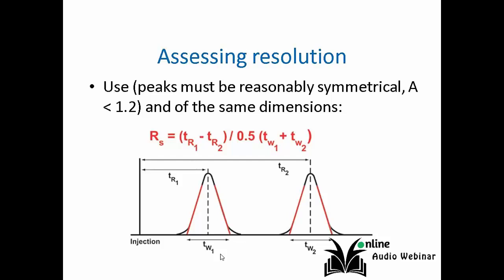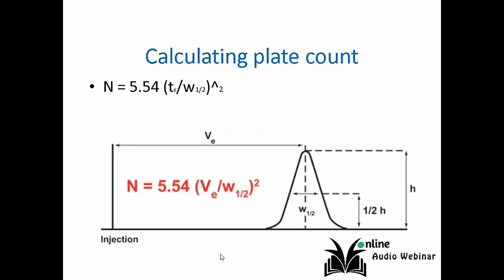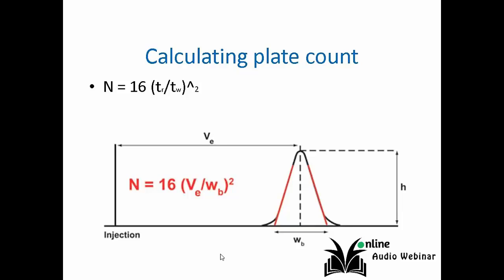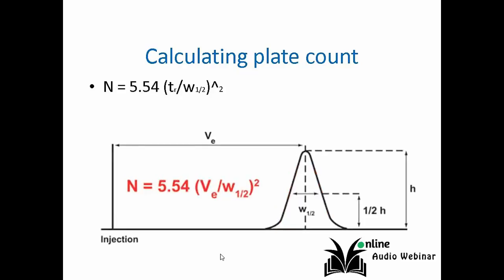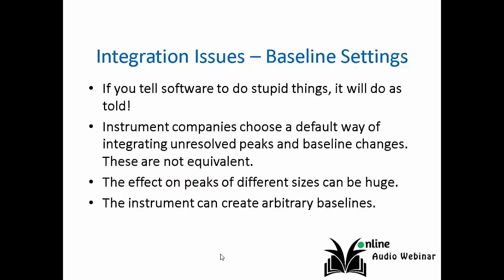Resolution is described by this formula. Some people just have something in their sample that is very closely eluting. They just look and see if they're still baseline separated. These two slides are the two calculations for plate count. Use whichever one, if your column manufacturer gives you a model compound with plate count on it.